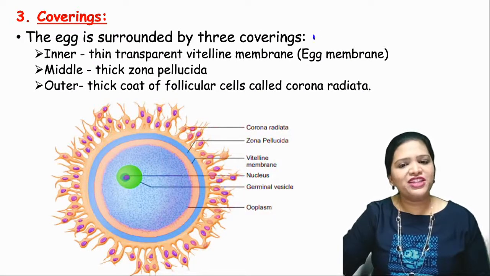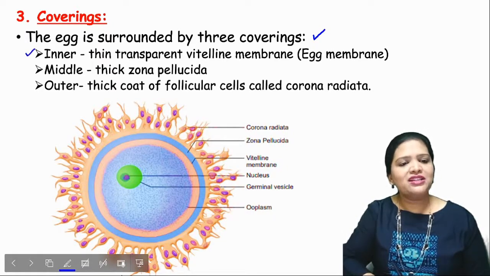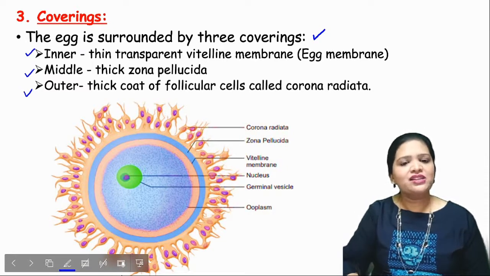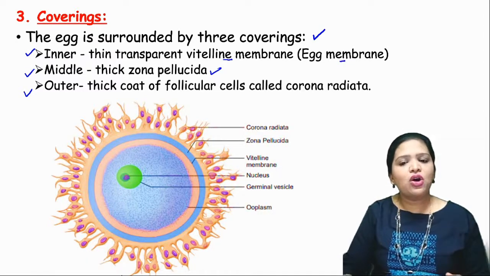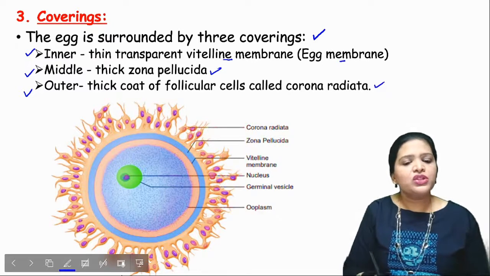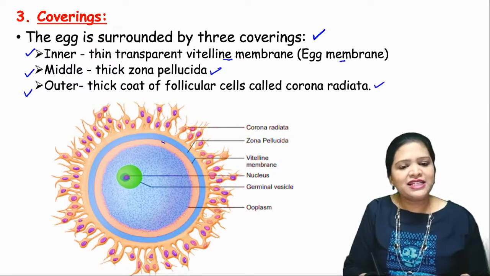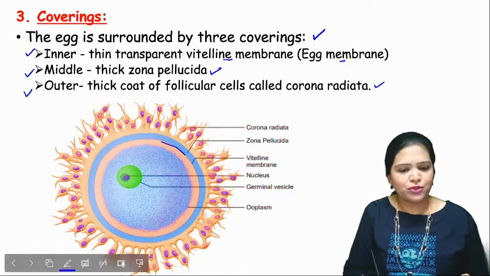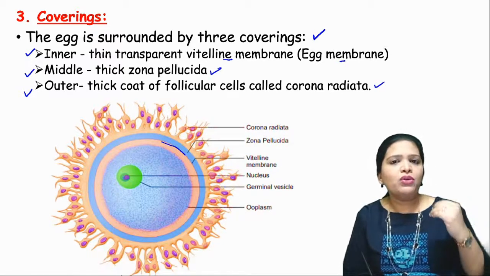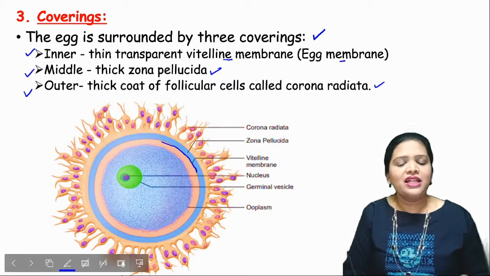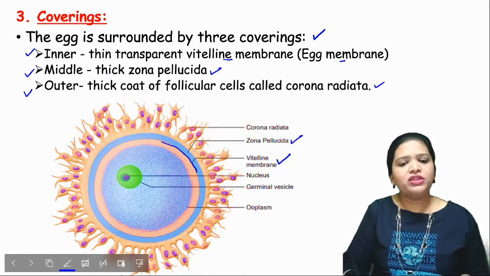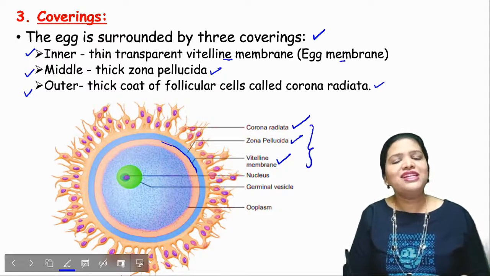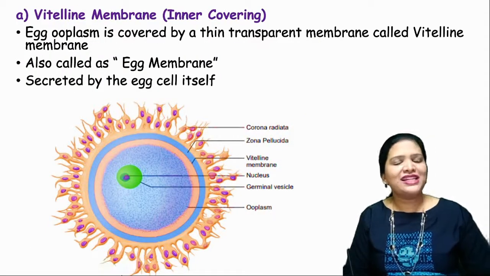The egg is surrounded by 3 coverings: inner covering, middle covering, and outer covering. The inner covering is called vitelline membrane or egg membrane. The middle covering is called zona pellucida and the outer covering is called corona radiata. Look in this picture: till this region is cytoplasm, right? Just above the cytoplasm there is a very thin covering called vitelline membrane, above it is the zona pellucida, and above that is the corona radiata. These three are the cell coverings. Let us see this one by one.